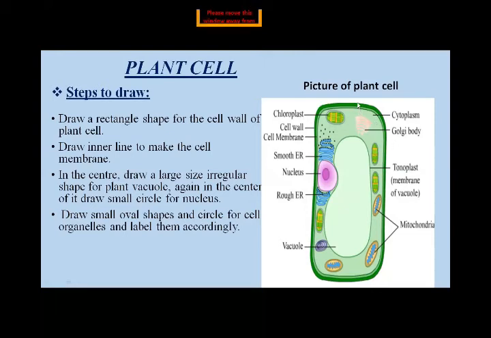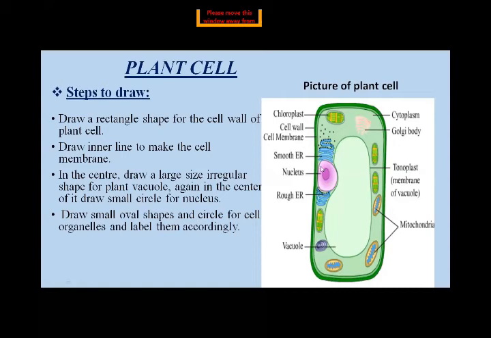Okay, now I will repeat again how we draw the plant cell. First we make a rectangle shape like this, and the outer layer is called the cell wall. Then we draw a thin layer. This is called the cell membrane. After that we draw an inner line in the center. Draw a large size vacuole like this.